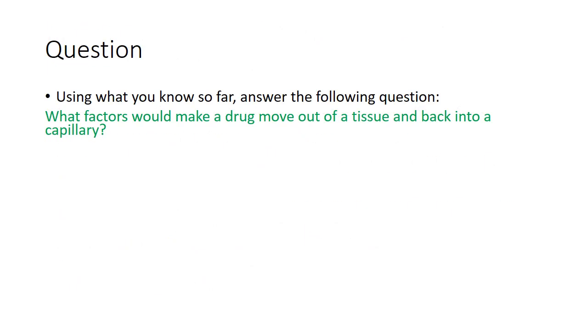So the question is, what factors would make a drug move out of a tissue and back into a capillary? So why would the drug move backwards? The underlying assumption here is that if the drug starts off in the plasma and there's nothing in the tissues at first, then at some point the drug will start distributing into the tissue. Actually, immediately, some of the drug will start distributing into the tissue, and then the question is, when would a drug move out of the tissue and back into the capillaries, into the plasma?